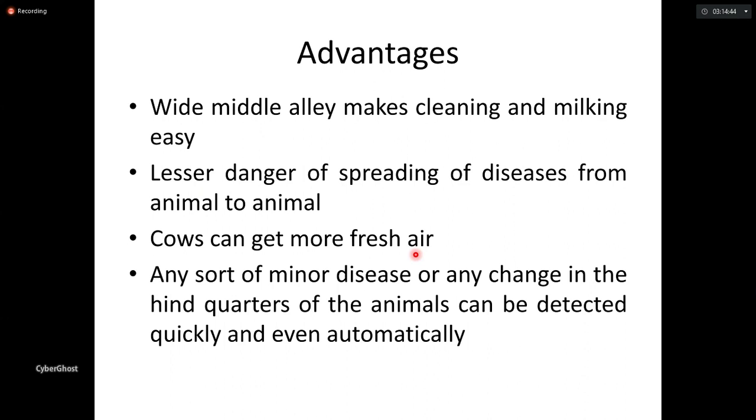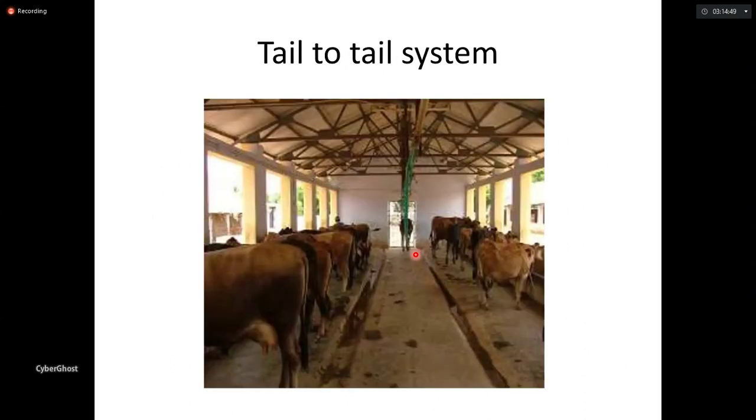So these things I already kind of discussed over here, right? And also, since animals are facing their backside together, we can easily detect their heat signs, parturition signs, any diseases in the backside of the animal. And we can see heat signs too, right?